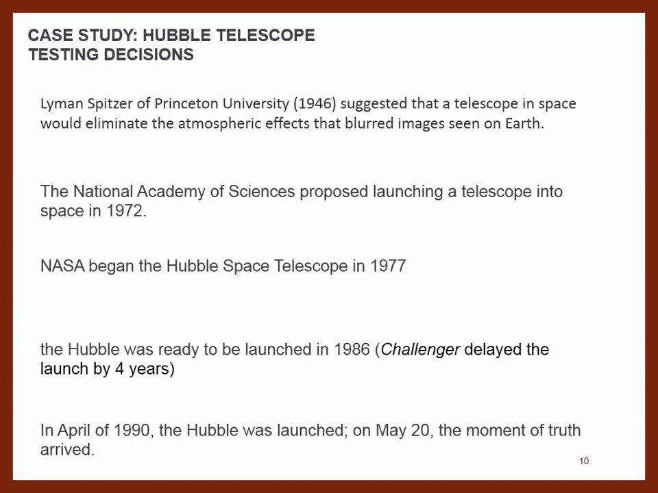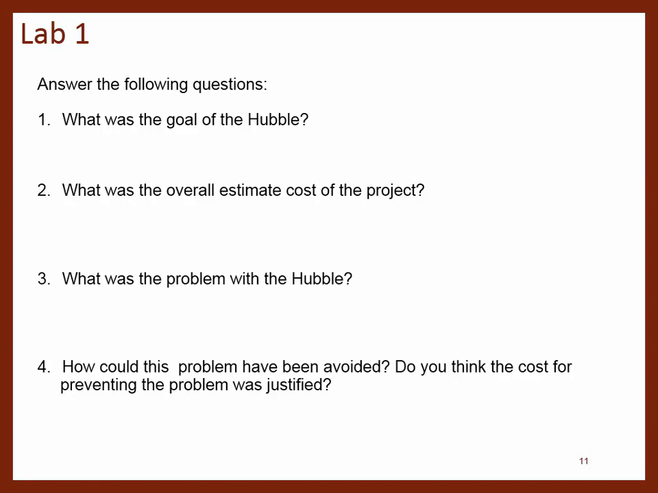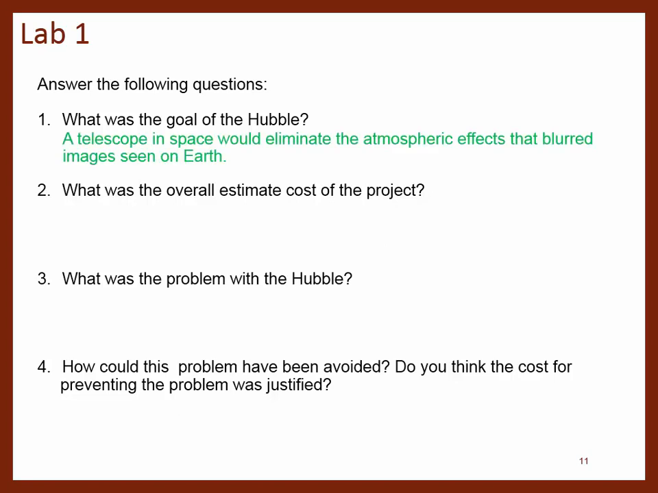So let's look at the questions. What was the goal of the Hubble? What was the goal? Anybody? Get better looking pictures. Yes. Clear. Yes. So we are looking at a telescope in space that will eliminate the atmospheric effects that blur images seen on Earth. Actually, they wanted to improve their current images, and they were getting 3 times, or they wanted to have 10 times the better quality of images.